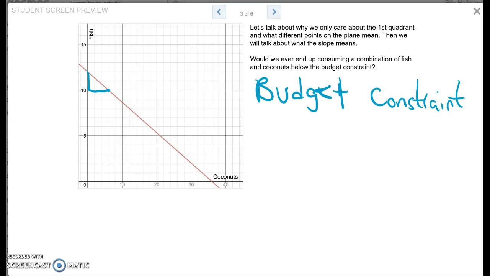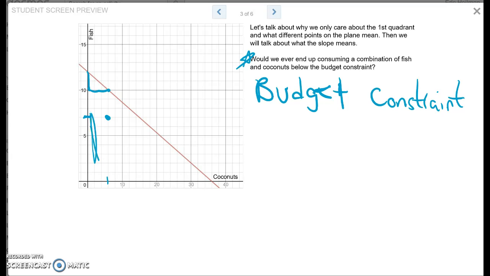The next question here is, would we ever end up consuming a combination of fish and coconuts below the budget constraint? So would we ever choose a combination of fish and coconuts right here? So this would be like 6 pounds of coconuts and 7 pounds of fish. And the answer is no.